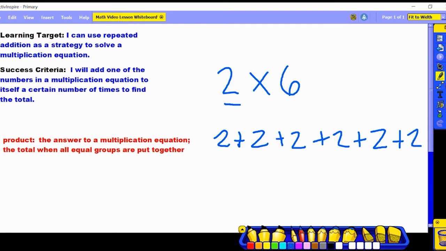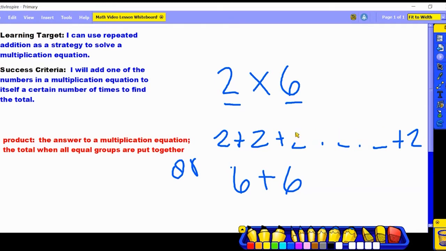or I could actually also show this the other way, which would be just to add 6 to itself 2 times. So those are both examples of how to do the repeated addition to solve this. I can see right away that it's going to be a little bit faster and easier maybe just to add 6 plus 6. So let's try that way.